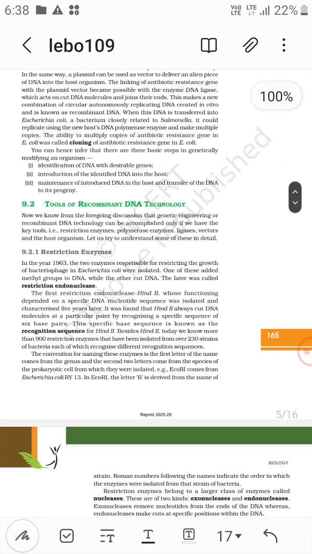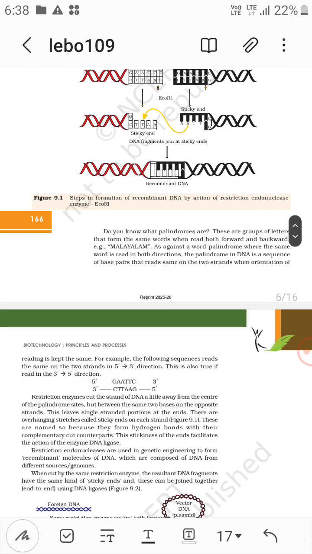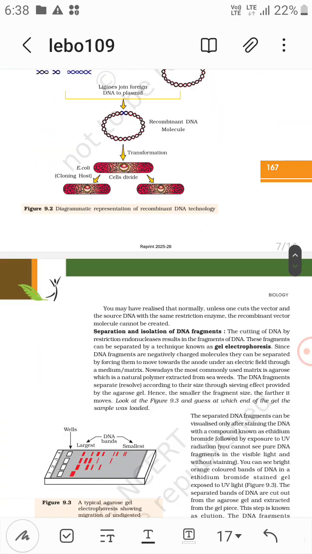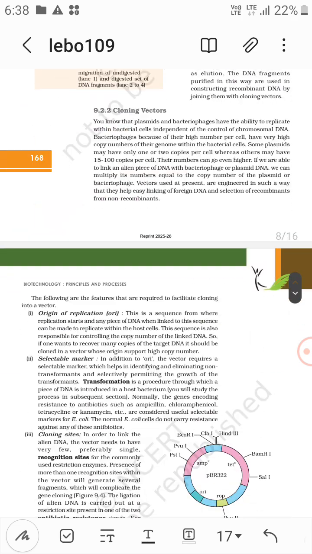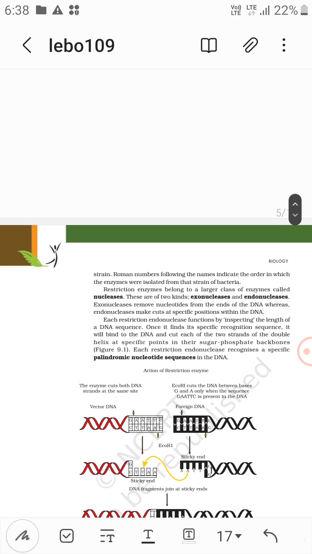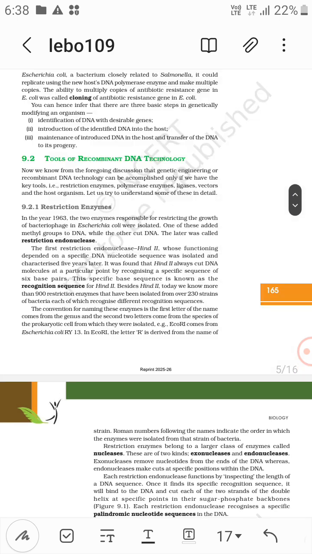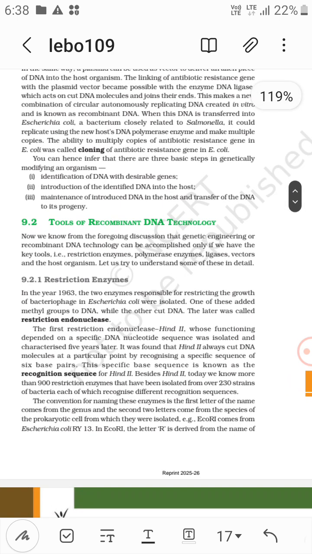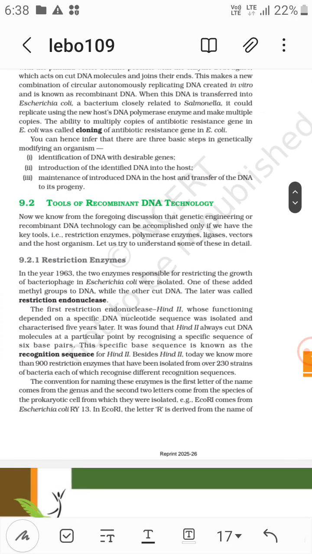First is the restriction enzymes. So here, the tools of recombinant DNA technology. Okay, as we know from the foregoing, genetic engineering or recombinant DNA technology.